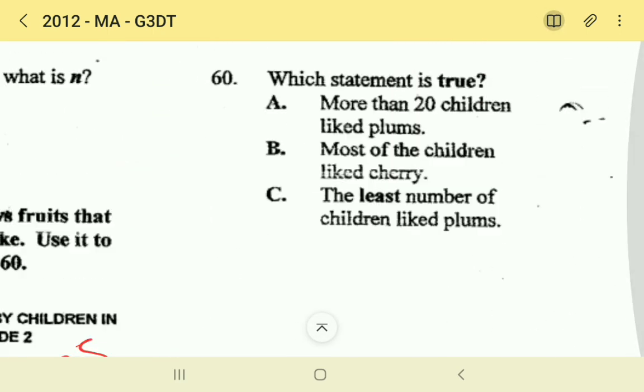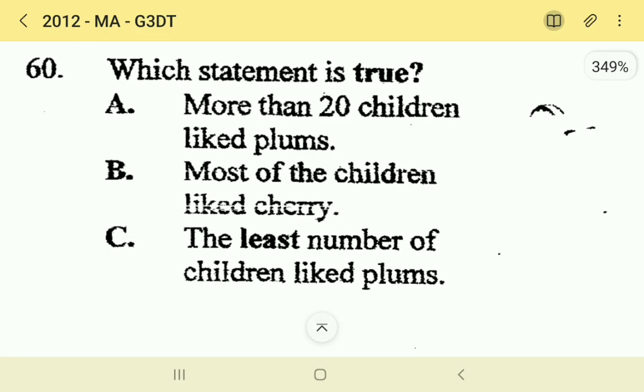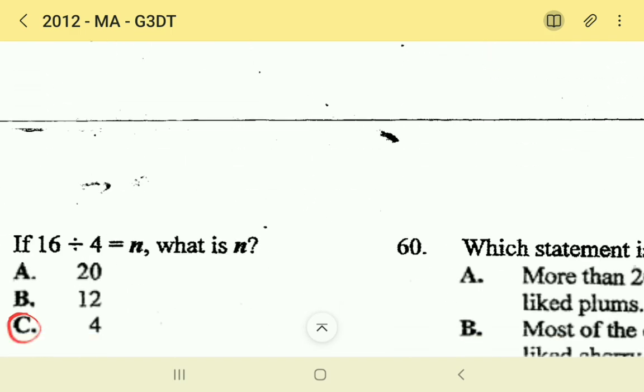We're down to number 60. Final item. Which statement is true? And this is for everybody to do. A says more than 20 children liked plum. B says most of the children liked cherry. C says the least number of children liked plums. Let's look at A that says most of the children liked plum. That's not true because it's just 15 of them, I think, like plum. B says most of the children like cherry. We know that cherry is one of those that most like, but we can't just say most like cherry because we have another.